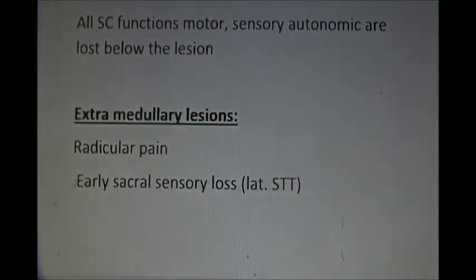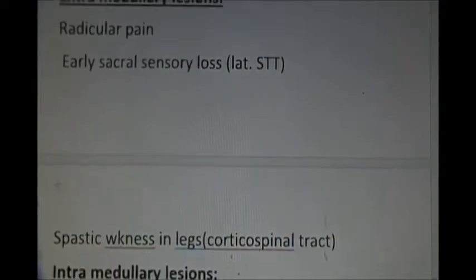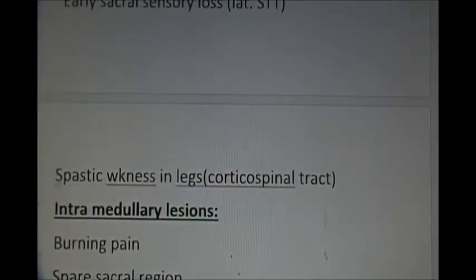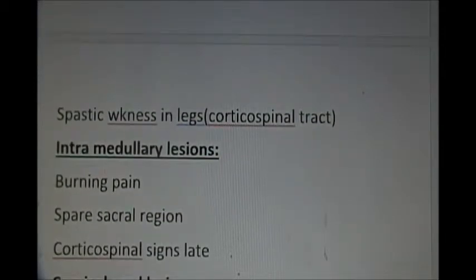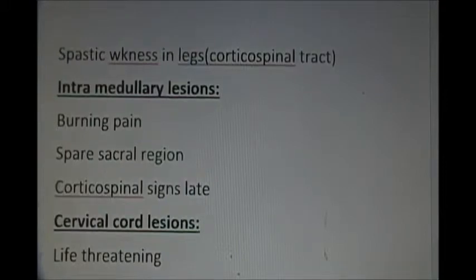The extramedullary lesions. In extramedullary lesion, there is a radicular pain and early sacral sensory loss due to the involvement of lateral spinothalamic tract. I would advise to go and see the sensory and motor tract discussion so that it will be easy to understand this. We have discussed it earlier in that. And then it produces spastic weakness in the legs because of the corticospinal tract involvement. The intramedullary lesion, inside the spinal cord, produces burning pain, and it spares the sacral region, and the corticospinal signs appear late.